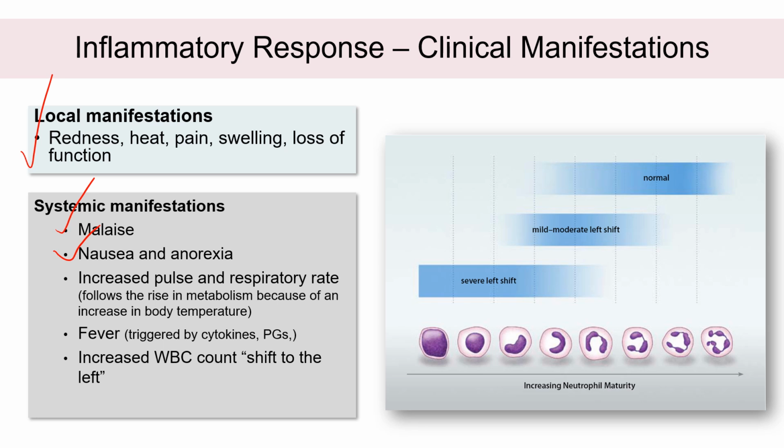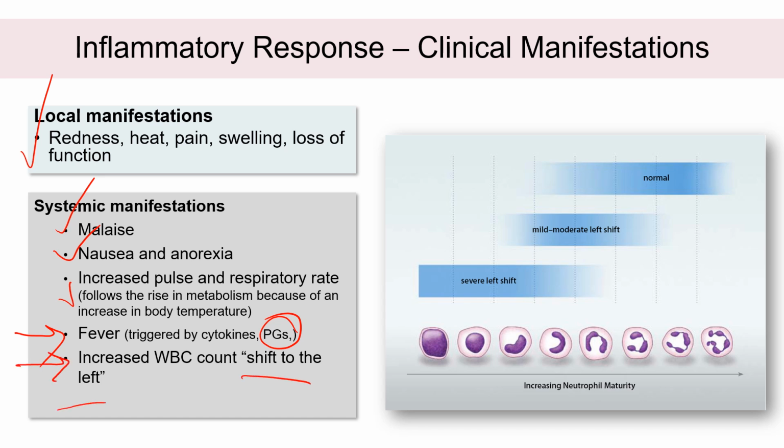You could have an increased pulse and respiratory rate. This is from the rise in metabolism because of the fever, the increase in body temperature. And that fever is triggered by cytokines, those chemical messengers, and prostaglandins. We're going to see an increased white blood cell count, specifically a shift to the left.